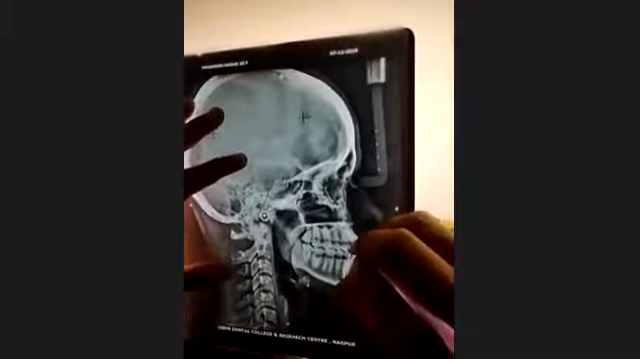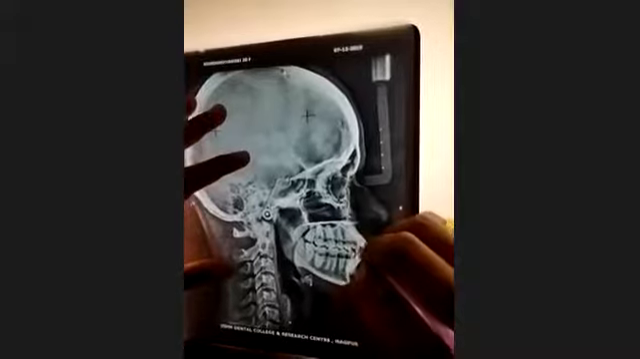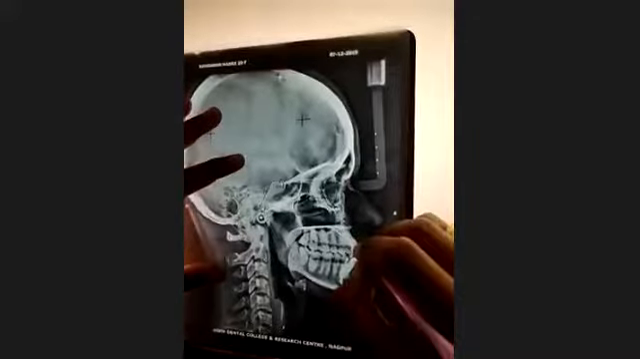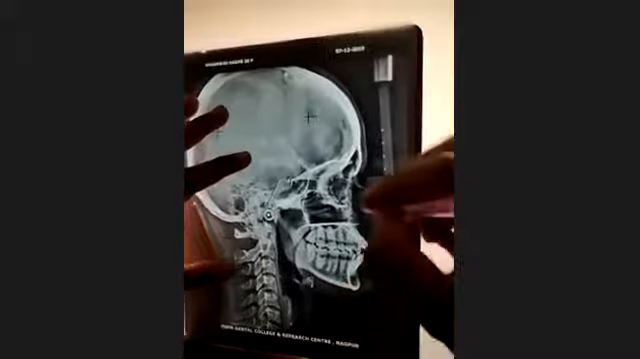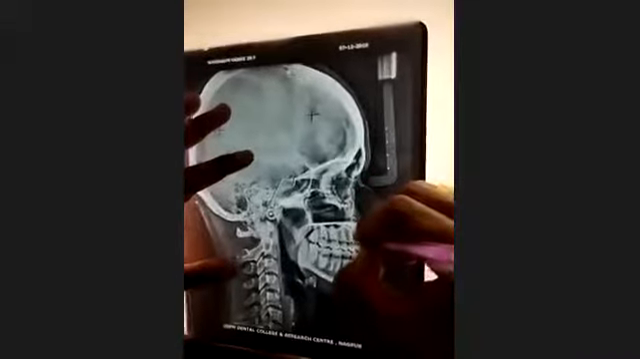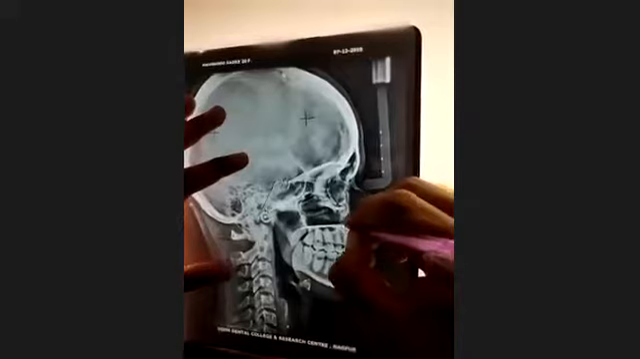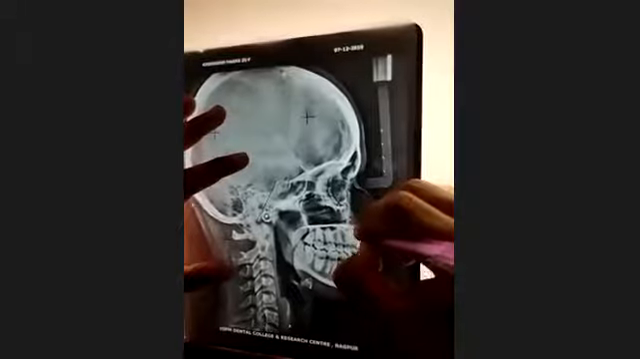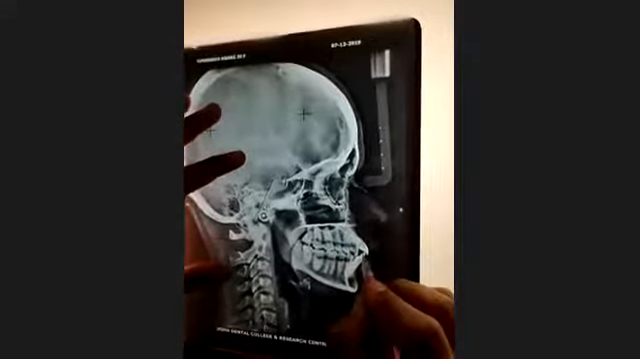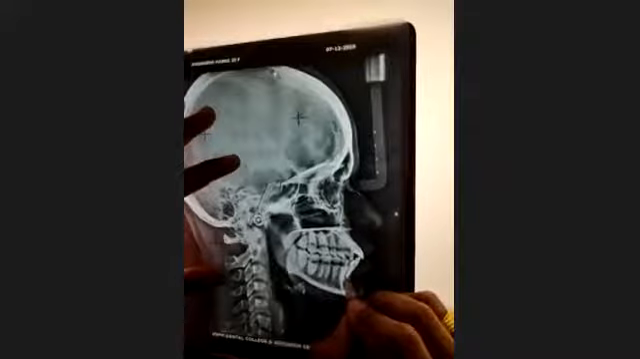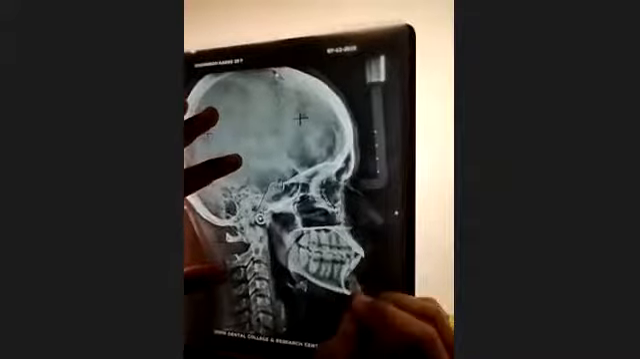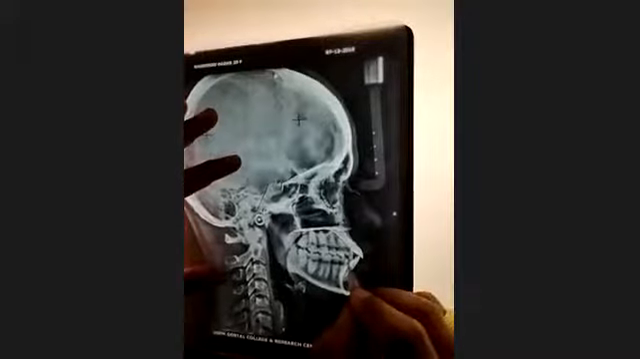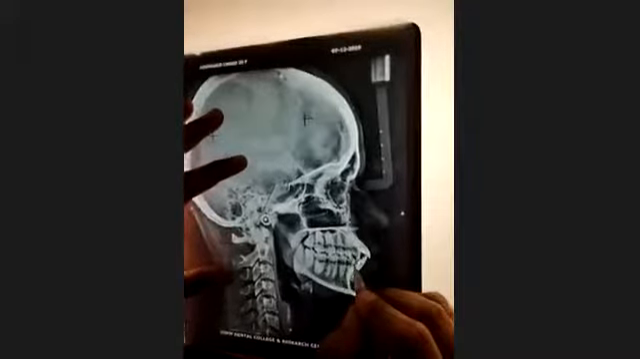Then I trace the central incisor. Here you have to trace the most proclinated tooth. If you see multiple teeth, you have to trace the one which is most proclinated, and then I'll draw the long axis of the teeth. Similarly, I'll trace the lower central incisor from the incisal tip to the root tip.